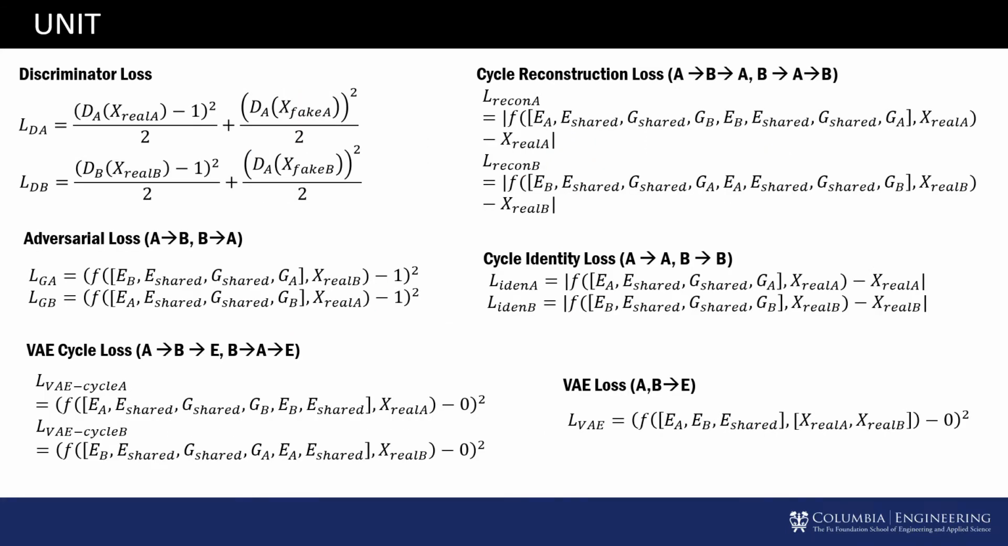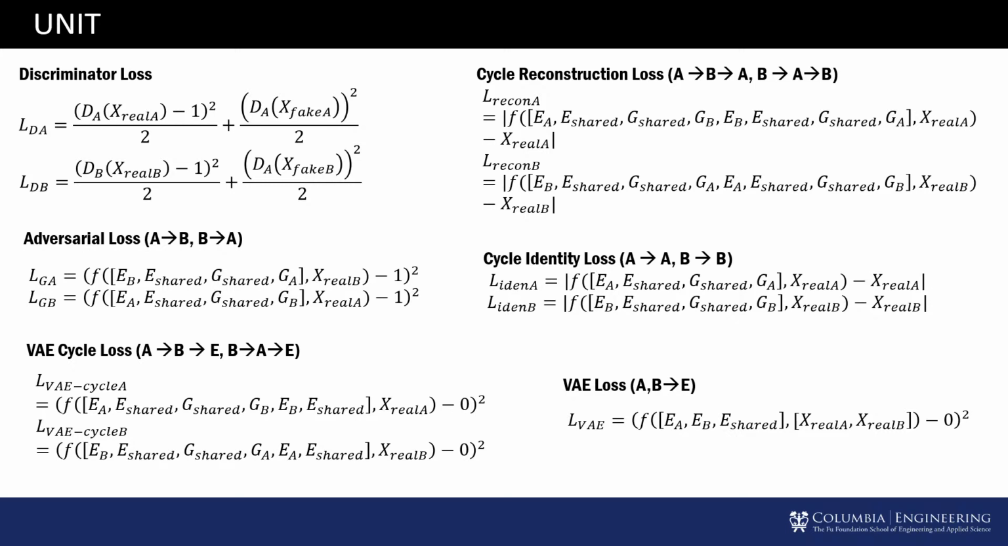And with these neural networks, we're also working with 12 different loss functions that we use to backpropagate through those networks. We have our discriminator loss, our adversarial loss, and our cycle consistency losses, as we showed before in CycleGANs. But now we're introducing VAE cycle loss and VAE losses, whose definition you can see here.